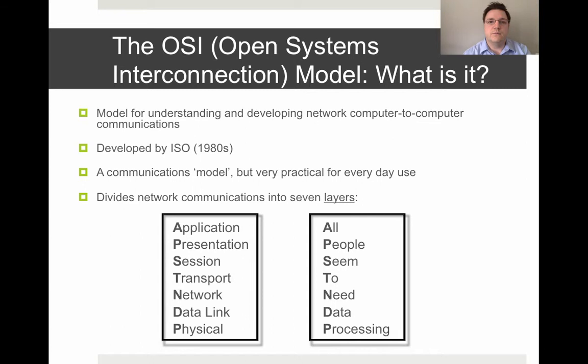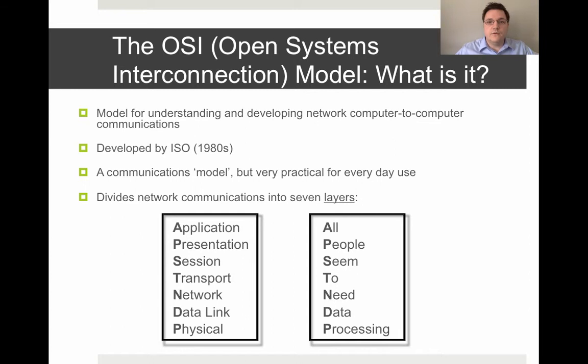This is a communications model, but it's also a very practical thing that we'll use every day in our careers as IT professionals. The OSI model is divided into 7 layers, each with its own function and purpose. The 7 layers are the application, presentation, session, transport, network, data link, and physical layers. We'll take a look at what each of these does and the function it performs.